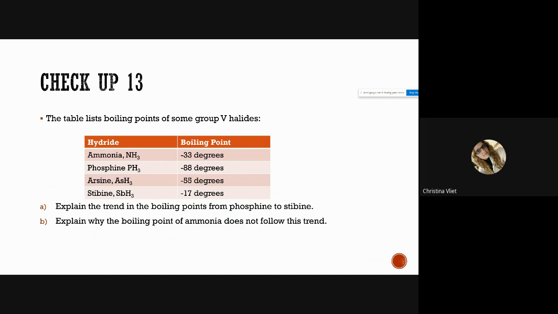You have been given a table. You've got some group 5 hydrides. Not halides, that's hydrides. Hydrides, not halides. Halides would be group 17. Those are all with hydrogen. So it says NH3, PH3, AsH3, and SbH3. And you are told to explain the trend. So what is the overall trend? What's the overall trend here?